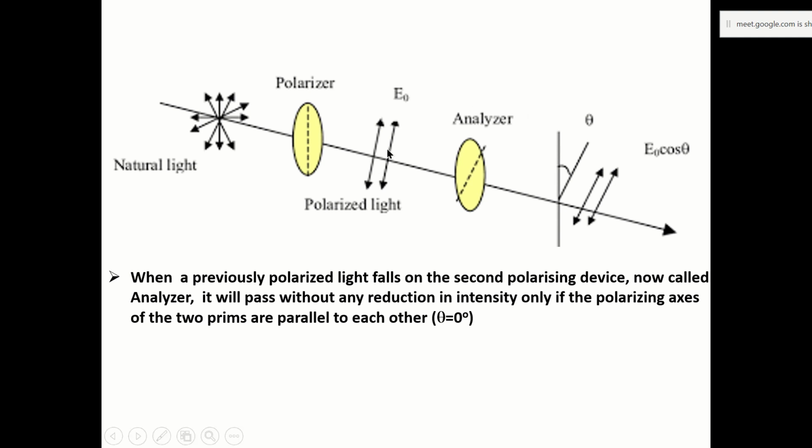If it is polarized, the electric field vector is oscillating only in this direction, right? So if this theta becomes 90 degrees, then there will be no signal. If the analyzer is parallel to the polarizer, the theta becomes 0, and all the polarized light will be able to pass through. And for an intermediate situation, at any other angle theta, there will be a decrease in the intensity of light in comparison to the parallel situation.